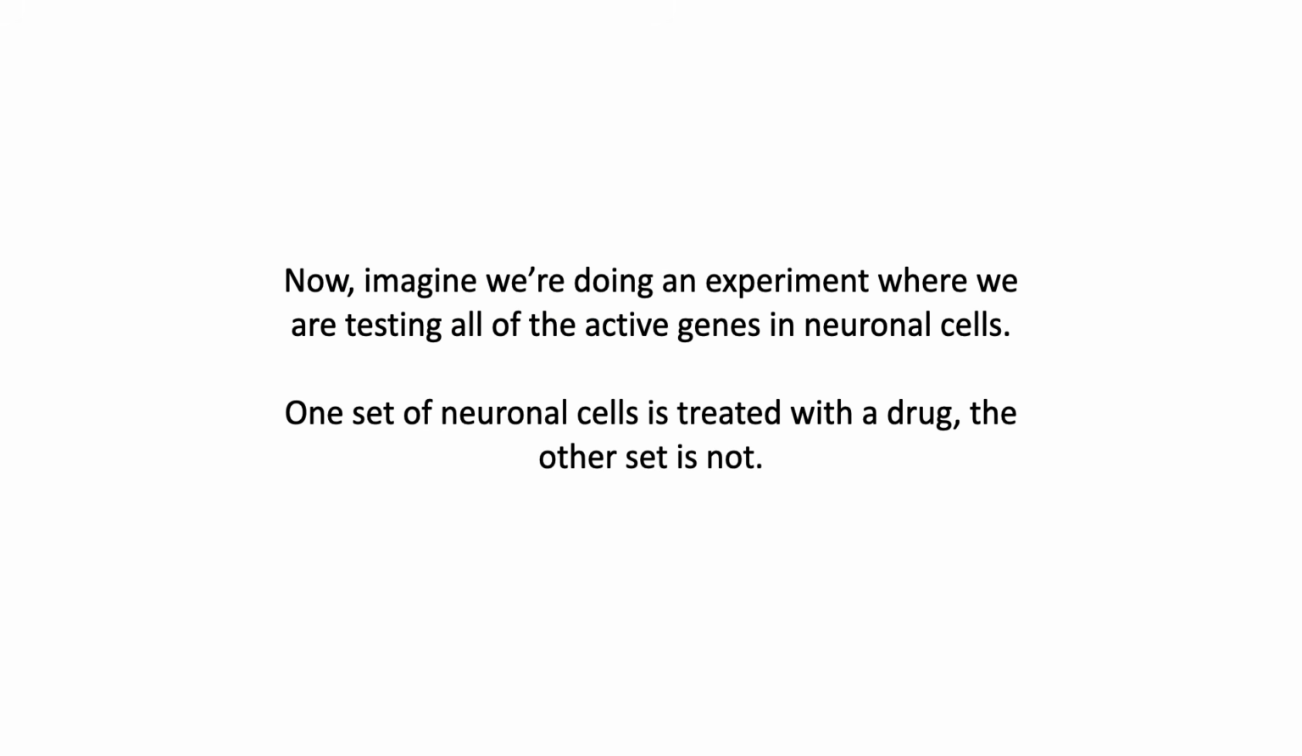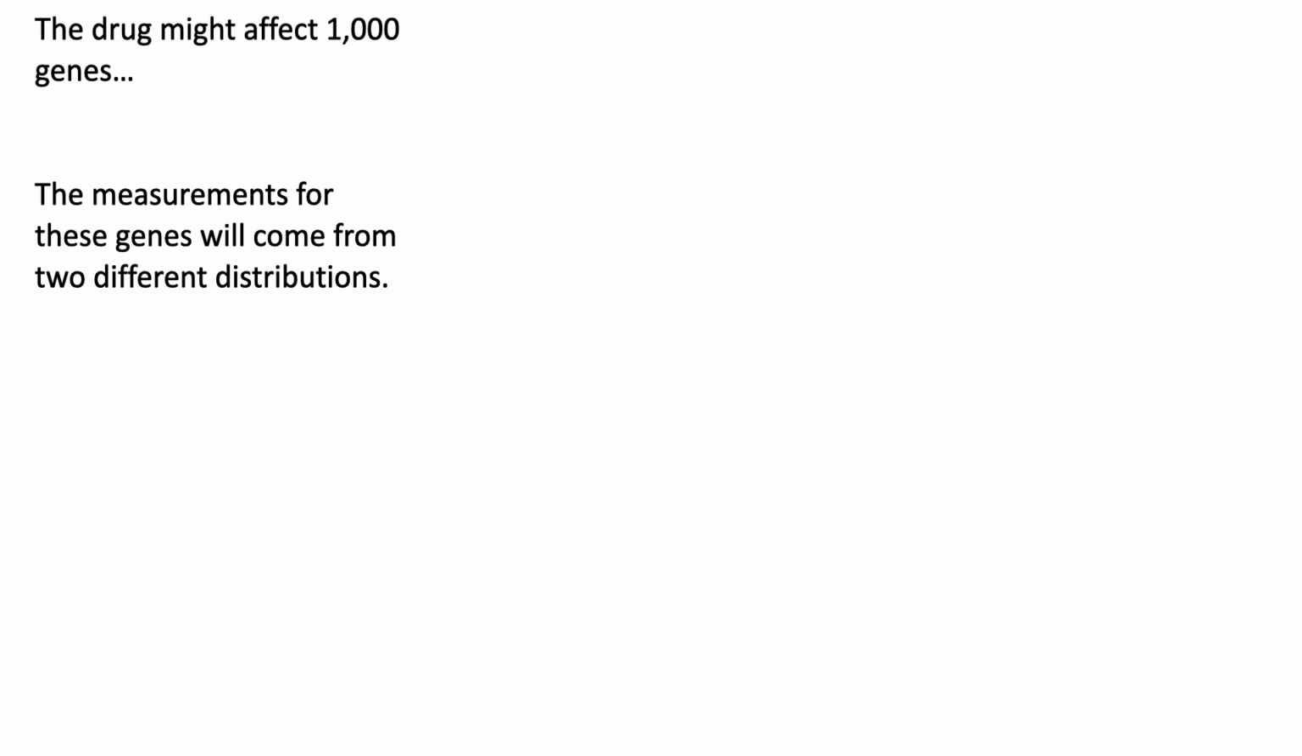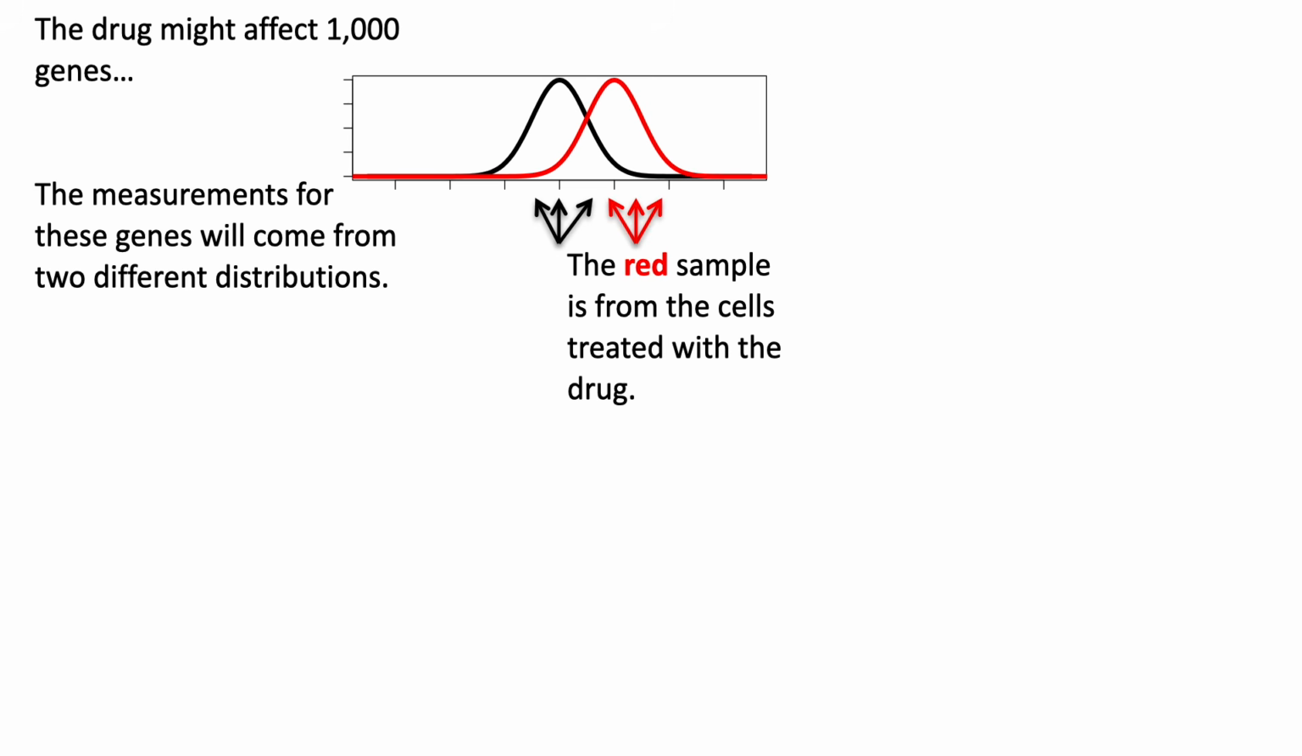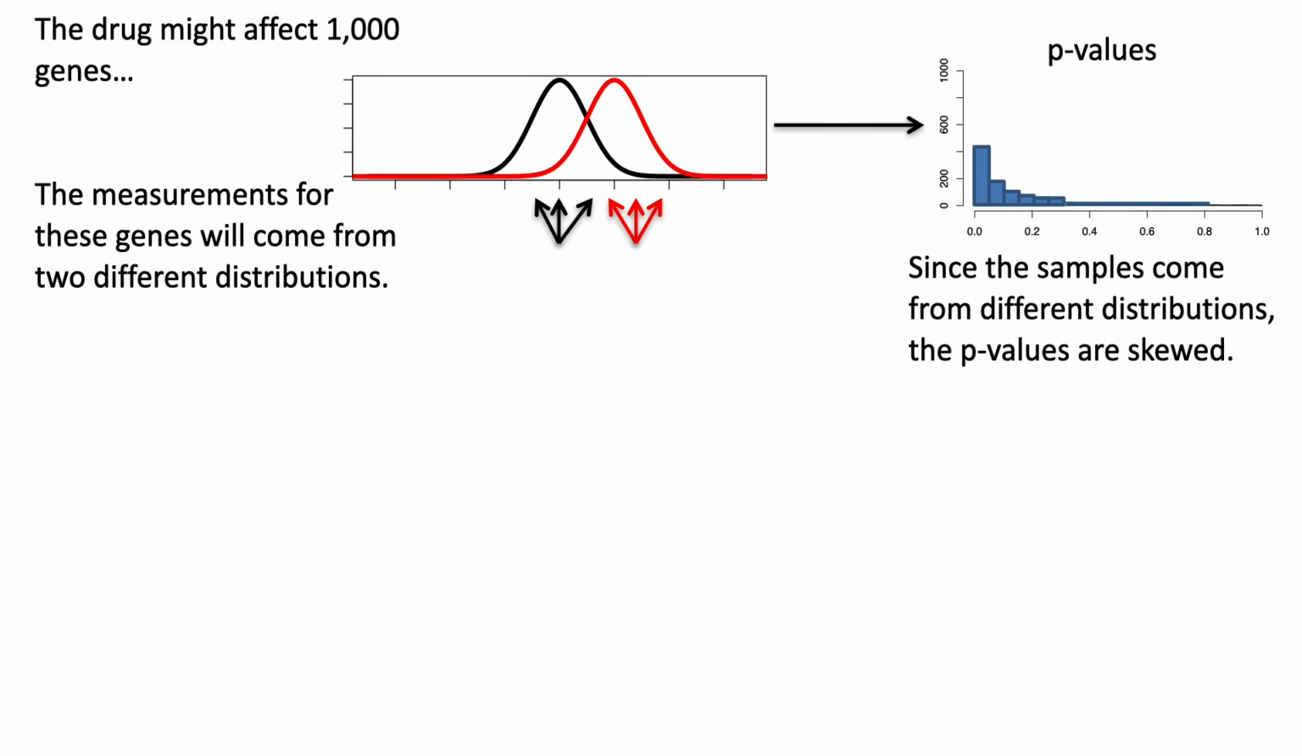Now, imagine we're doing an experiment where we are testing all of the active genes in neuronal cells. One set of neuronal cells is treated with a drug, the other is not. The drug might affect 1,000 genes. The measurements for these genes will come from two different distributions. The black sample is from the control cells, and the red sample is from the cells treated with the drug. Since the samples come from different distributions, the p-values are skewed.